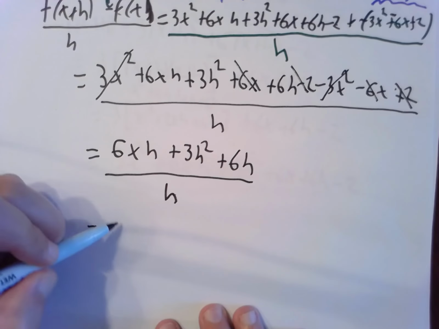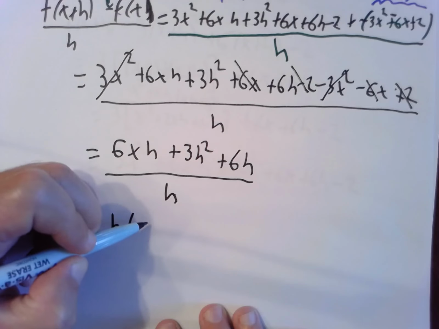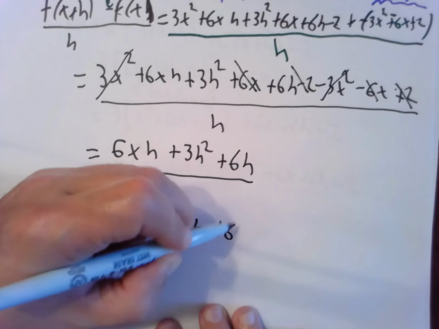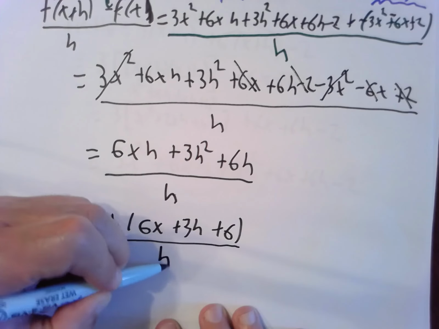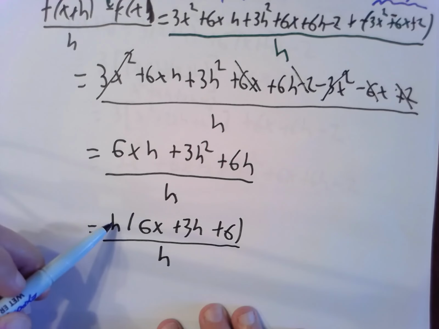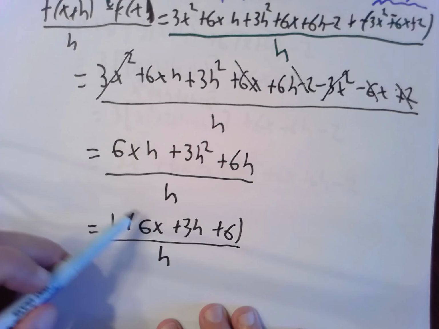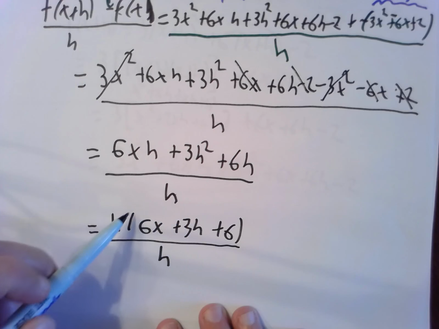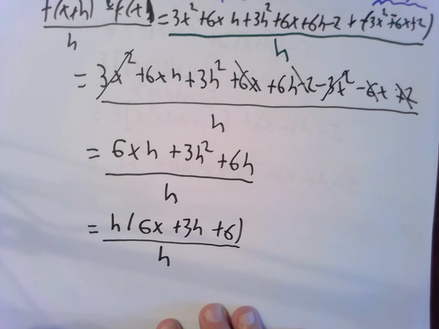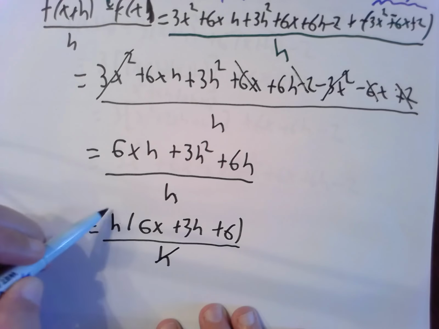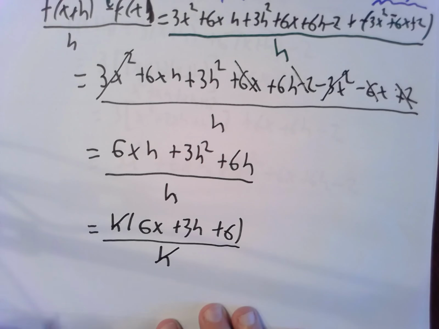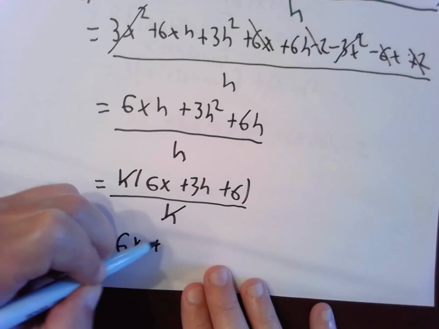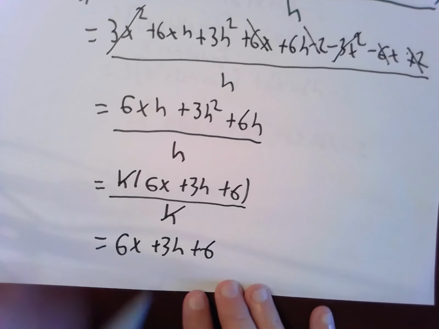So we have to factor the top. Pull out the common factor of h. So we can see here, if we redistribute this h, I would get 6xh plus 3h squared plus 6h. I factored correctly. Next, cancel the h's. That's when you can cancel the h's. And our final answer is 6x plus 3h plus 6.